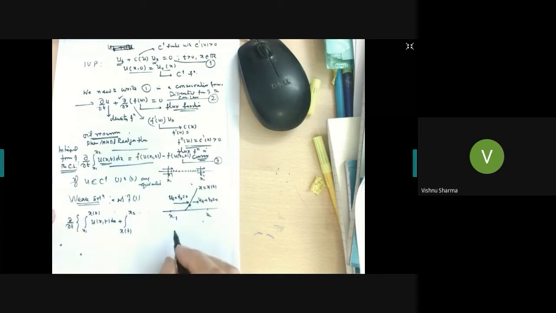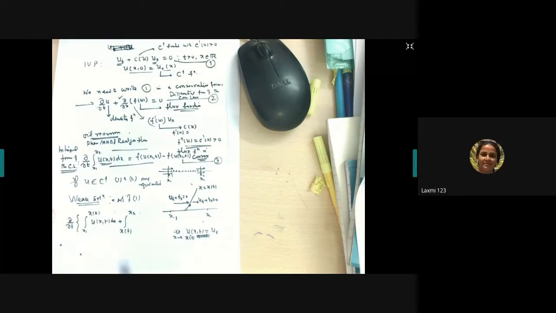So naturally, I would say that the limit of u as x approaches x of t from the left, since I'm moving from x1 to x2 in this direction, as x approaches x minus, of u of x,t, I will call ul. That is the limiting value of u as the discontinuity is approached from the left. Is it all right? Yes, sir.